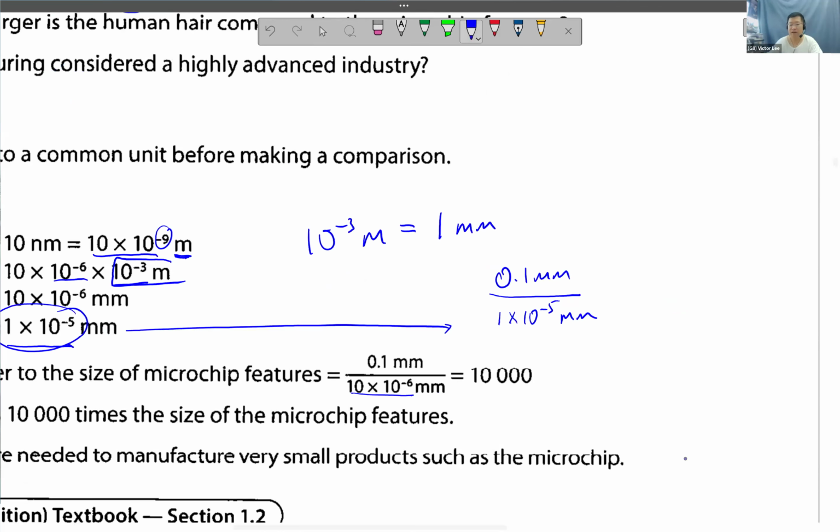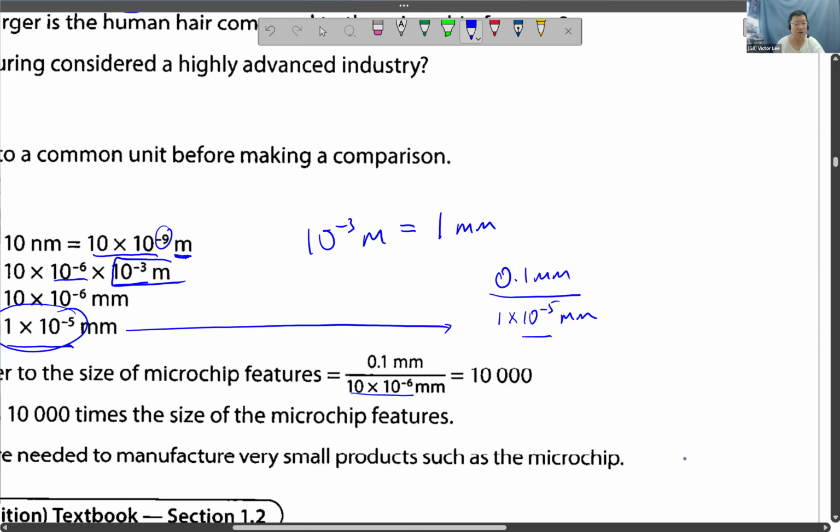So you press. Let's try a calculator. Do you know how to press 10 to the power minus 5? Do you have this button at the bottom? 10 to the power something, right? Okay. So you press 0.1, then divide. Then divide by 1, then you press this button. 1, then this button. Then press the minus 5. That's all. Then equal. You should get 10,000.